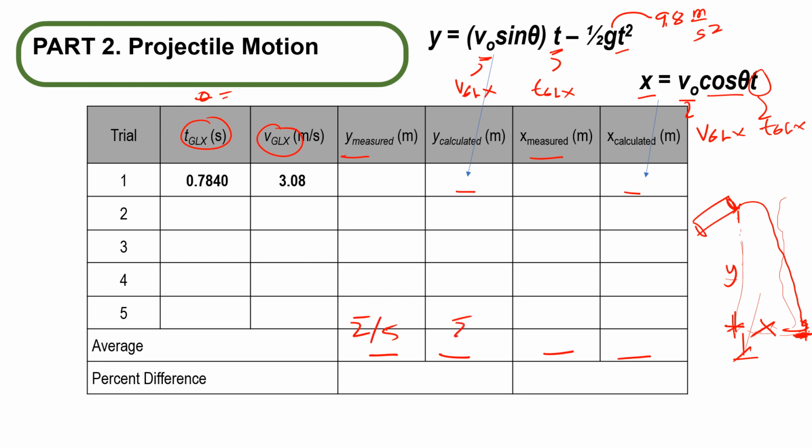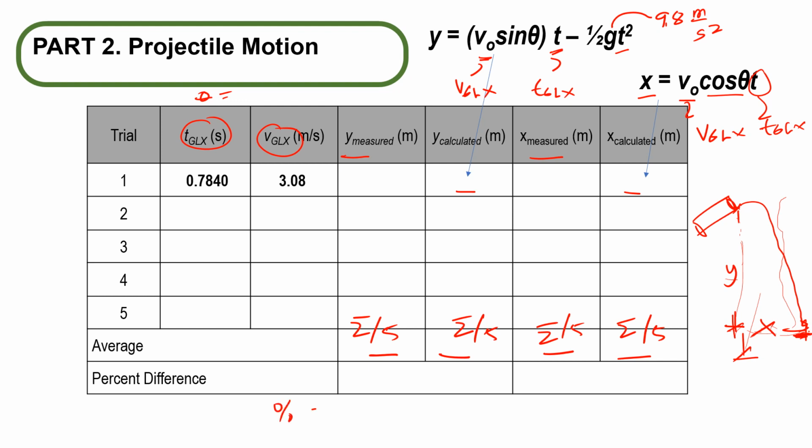The same thing with this one: the summation of the x measured divided by 5, same thing with the x calculated, the summation of the x calculated divided by 5. And then after that, we have to compute for the percentage difference using the formula.